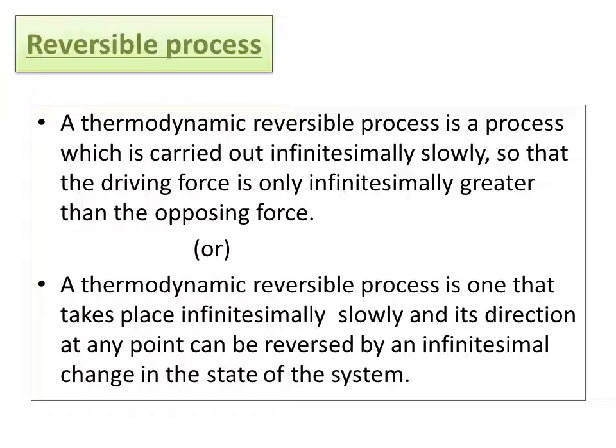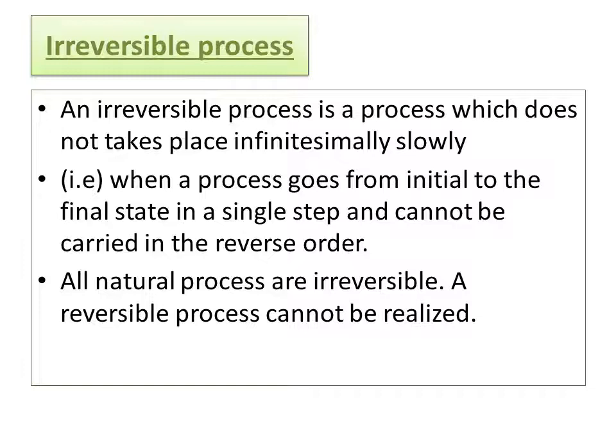There are two important conditions for the reversible process to occur. Firstly, the process should occur infinitesimally slowly, and secondly, throughout the process, the system and surrounding must be in equilibrium with each other. That is, a thermodynamic reversible process is a process which is carried out infinitesimally slowly, so that the driving force is only infinitesimally greater than the opposing force. There is no reversible process that occurs in nature.